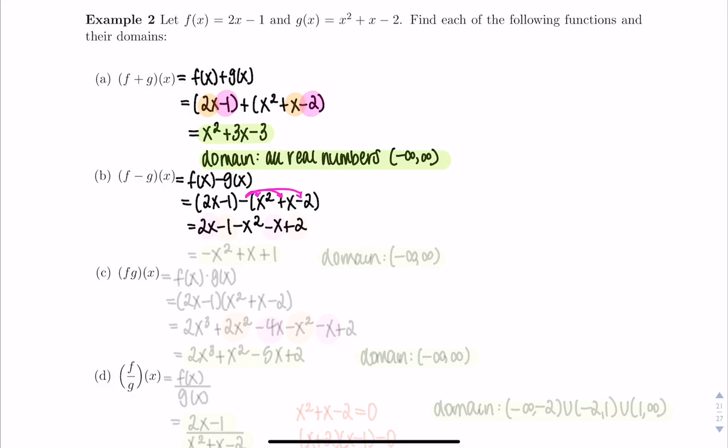Now let's go ahead and combine like terms. I've got 2x and negative x. I have negative 1 and positive 2. And so we end up with negative x squared plus x plus 1. And so the domain of this one is again all real numbers.